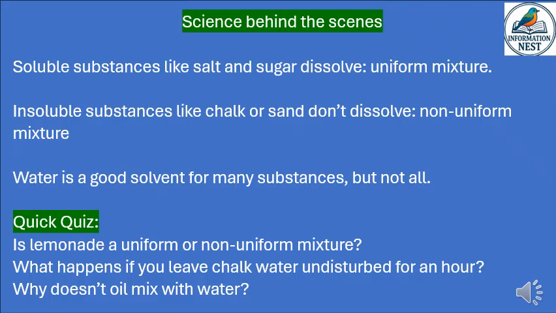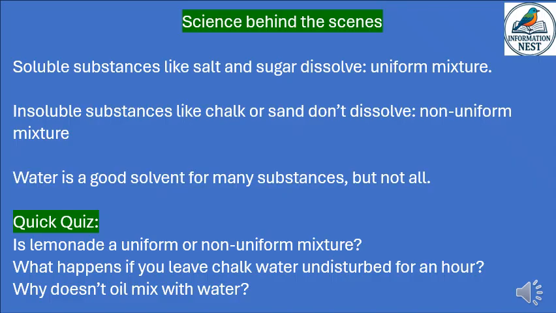What happens if you leave chalk water disturbed for an hour? The chalk settles at the bottom. Chalk does not dissolve in water, it is insoluble. So, when you leave it alone, gravity does its thing and the chalk sinks. That is a classic non-uniform mixture, or heterogeneous if you want to sound fancy.